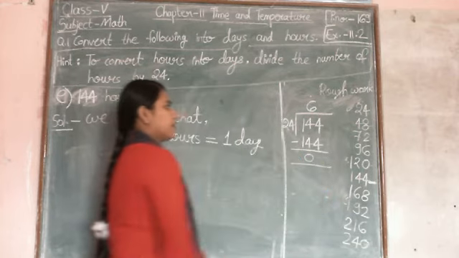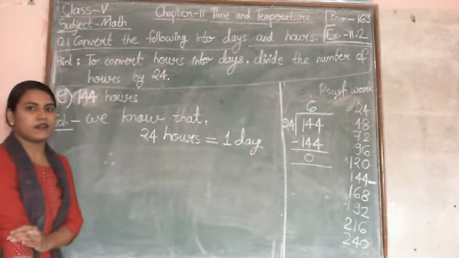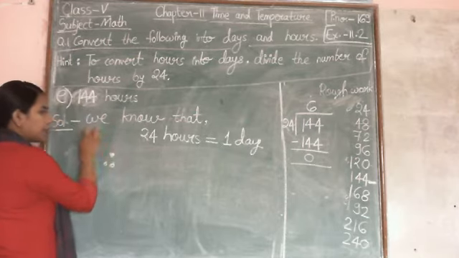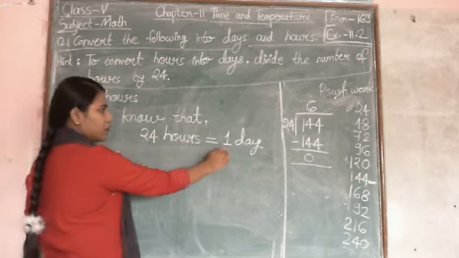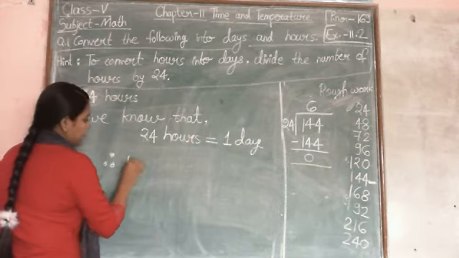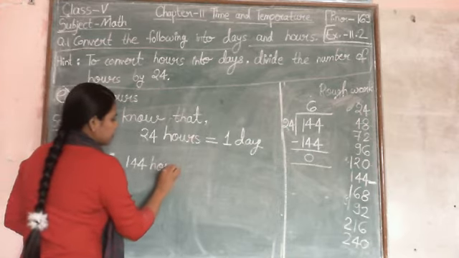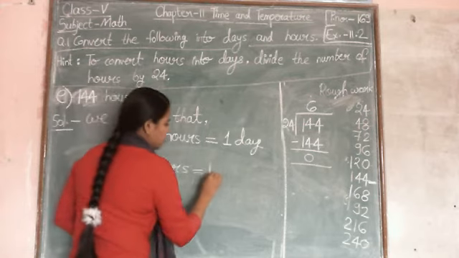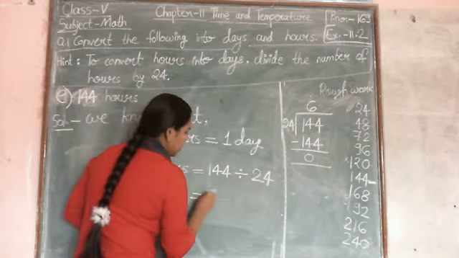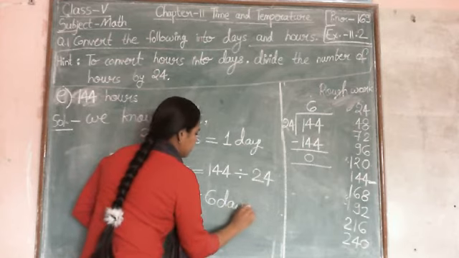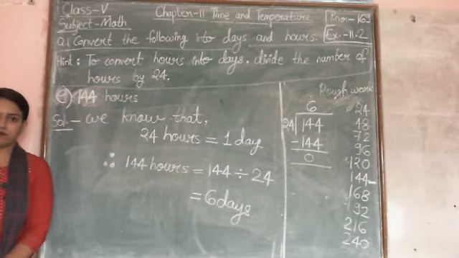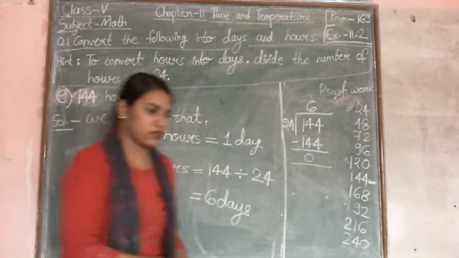So when we divide 144 by 24, our quotient is 6. In the solution part we will write, we know that 24 hours is equal to 1 day. Therefore 144 hours will be equal to 144 divided by 24, and after division we get 6 days as our answer. Take the screenshot.